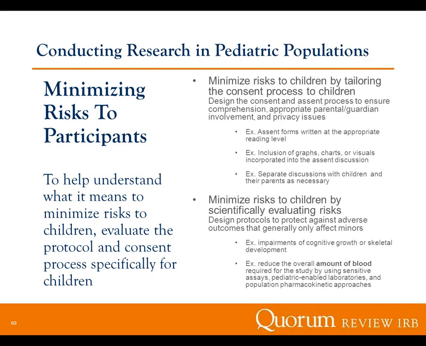Use assent forms that are written at the appropriate reading level. In the assent discussion, use graphs, charts, and visuals to ensure there's going to be comprehension from the child. Also, if necessary, separate out discussions with the children and the parent. Sometimes there's going to be very uncomfortable discussions regarding medical issues where it would be nice to have the parents hear about it and the child hear about it separately.